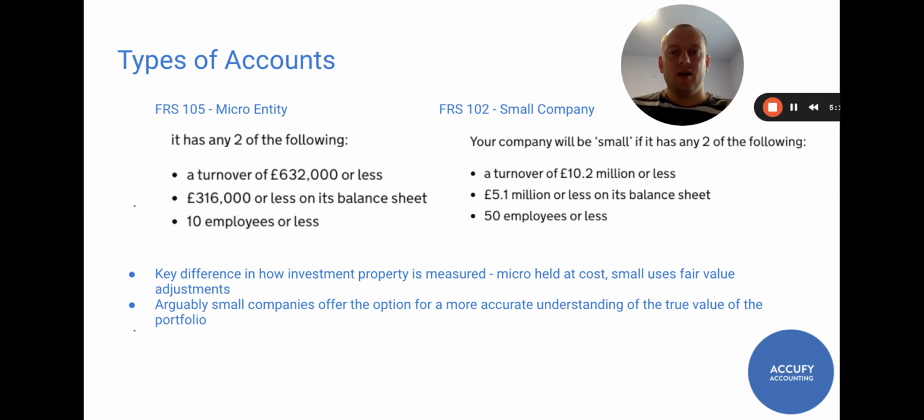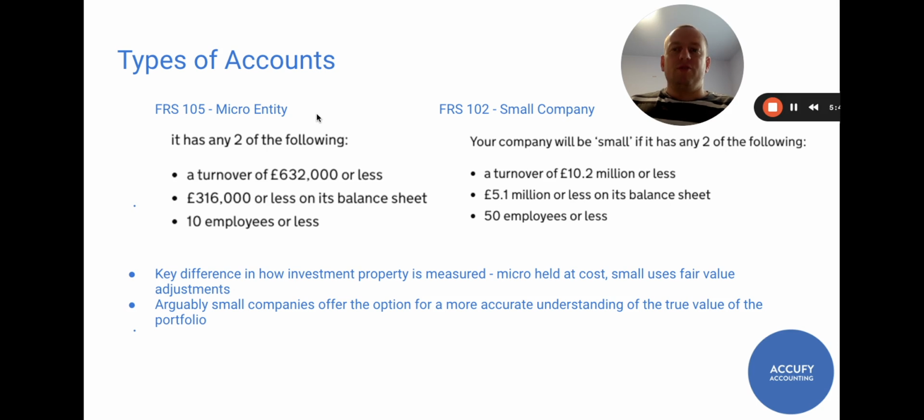And basically, small companies have more disclosures and requirements in terms of their accounts than microentities do. You can understand why that is, because they're bigger. They have to report more things in their accounts, and it's a little bit more complex to produce a set of accounts for a small company than a microentity.